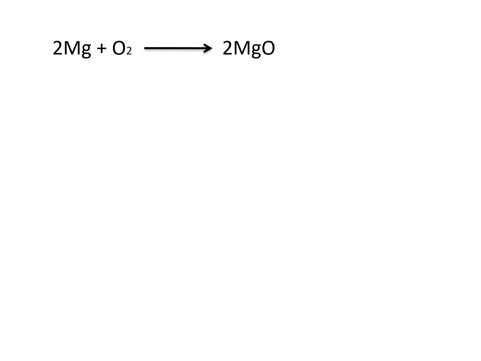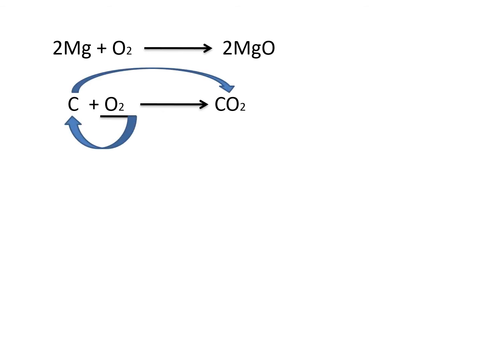First, magnesium reacting with oxygen to give magnesium oxide. Here, oxygen is combining with magnesium to give rise to magnesium oxide. So there is acceptance of oxygen happening in the first reaction. Second, carbon reacts with oxygen to give rise to carbon dioxide. Here again, oxygen is combining with carbon to give rise to carbon dioxide. Here again, oxygen is gained.